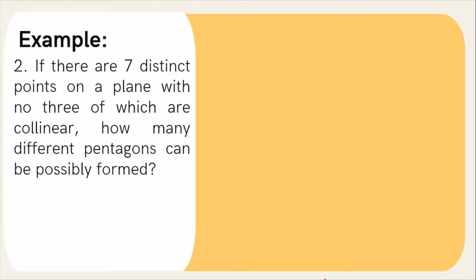Kung ang isasagot nyo ay 3 kasi 7 and 3 lang naman ang numbers na given dito sa problem, then 3 is not correct. Now, analyze natin ang problem. Ang kailangan nating buuin ay pentagons. So, ilang points ba ang kailangan natin to form a pentagon? Correct. So, we need 5 points to form or 5 vertices to form a pentagon. So, ang r natin ay 5. So, to write our combination notation, we have combination of 7 taken 5.